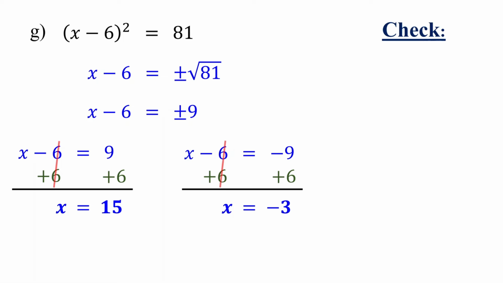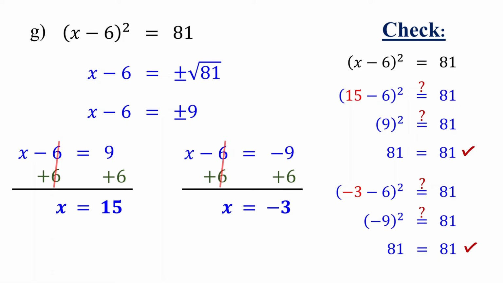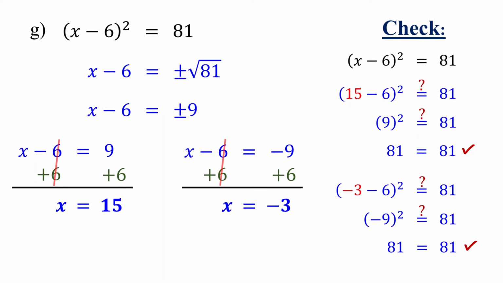Let's verify our solutions by substituting them back into the original equation. Substituting 15 minus 6 is 9, and 9 squared equals 81. Similarly, substituting negative 3 minus 6 is negative 9, and negative 9 squared is also equal to 81. As you can see, both 15 and negative 3 check out, confirming that they are indeed solutions to the quadratic equation. Let's work on another example like this.